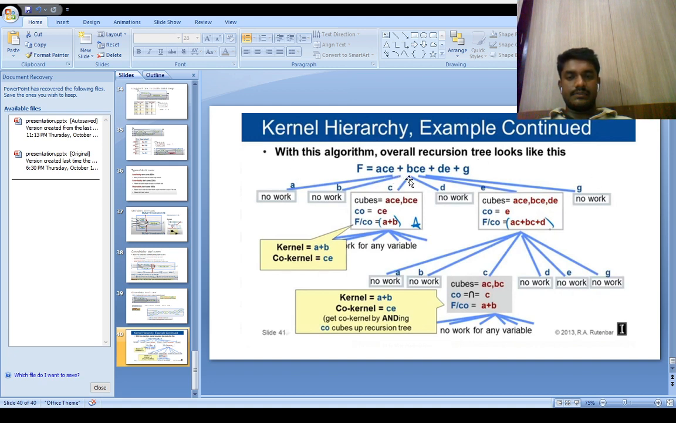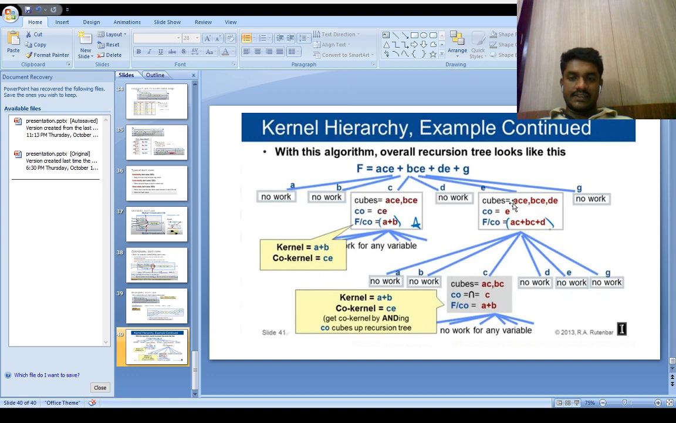F is equal to AC plus BCE plus DE plus G. AC plus and so on, like this we have given. Now let us take this. First of all, we will discuss these cubes. Here in both ACE and BCE, we can take CE common. When we take CE as common, we get A plus B as the sum. The sum is known as the kernel, and what we take common is known as the co-kernel. The terms we take from are cubes.